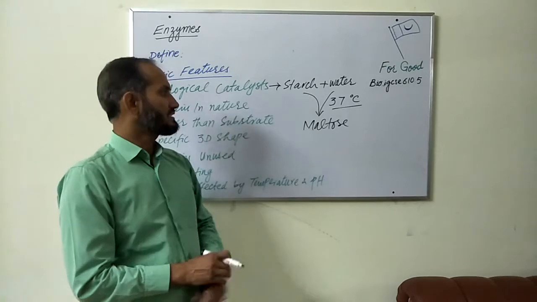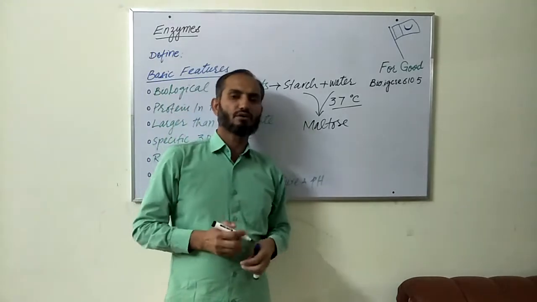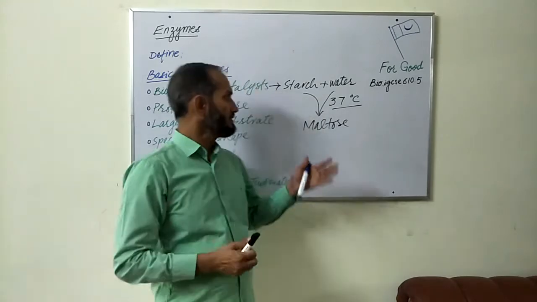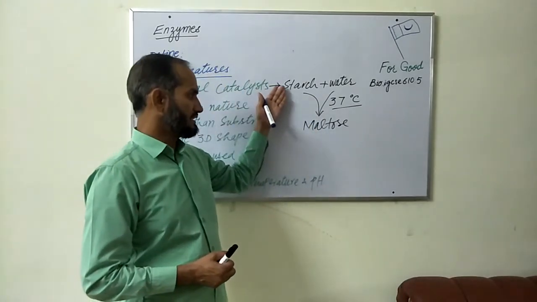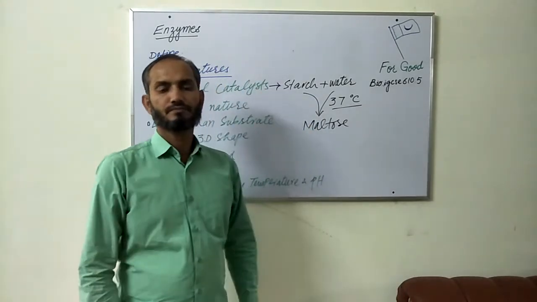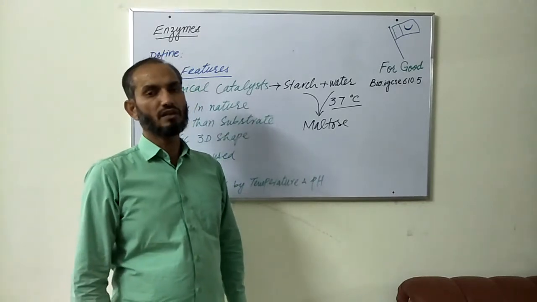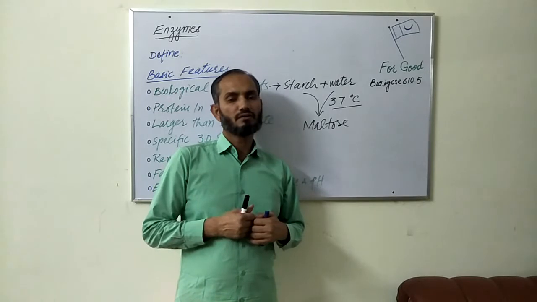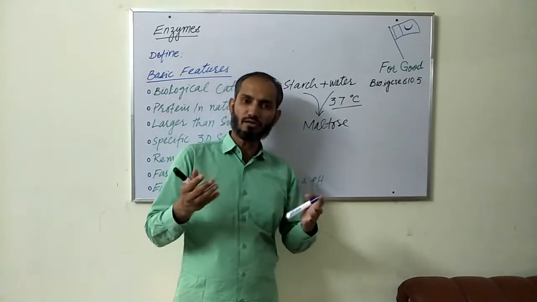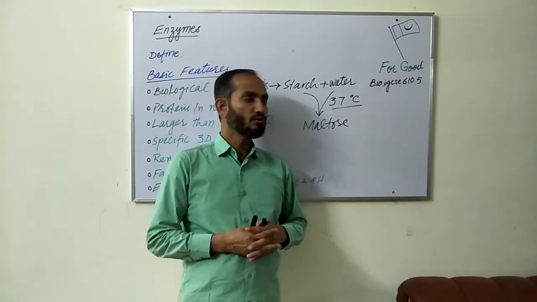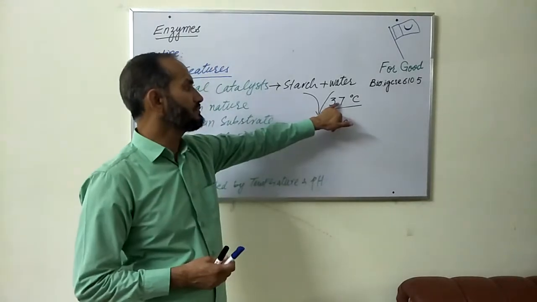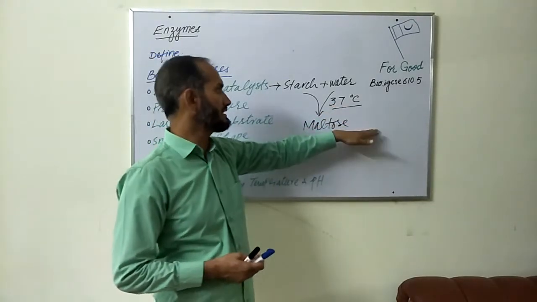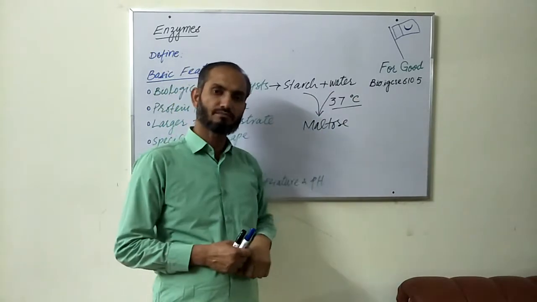And with such a slow reaction, life cannot sustain. We cannot wait for such a long time to let starch digest so slowly, because this will support a very slow metabolic rate. But the living organisms need a high metabolic rate. So the other choice is either to increase the temperature up to 100 degrees Celsius. We can speed up this reaction.